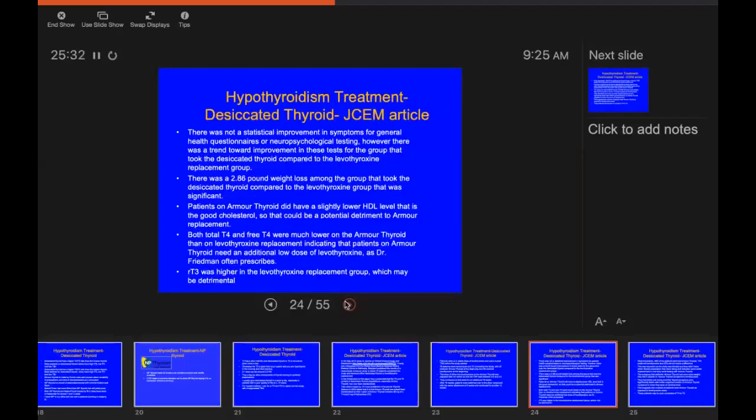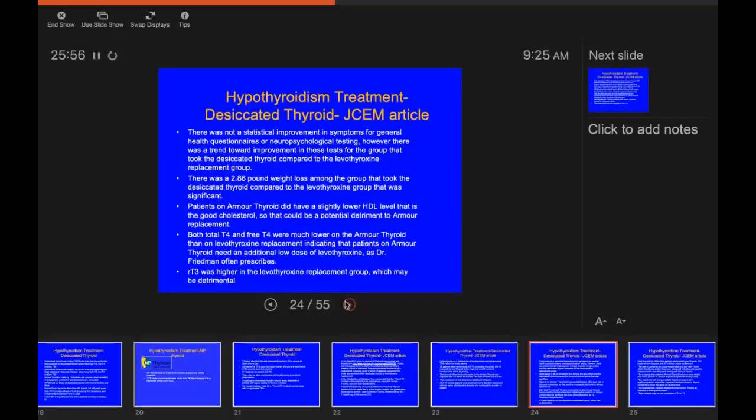And in general, the results were there was not a statistical improvement in symptoms on health questionnaires and neuropsychiatric testing, which means that the desiccated thyroid didn't do better or worse than the levothyroxine. There was a trend in that direction, and if they had had more patients, they would have made it significant. The people that did better on these tests were actually in the desiccated thyroid group compared to the levothyroxine group.